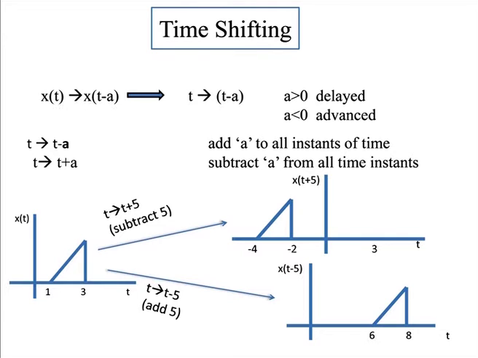If you see over there in the arrow on the right side, x(t+5) means we have to subtract 5. So, 3 minus 5 is minus 2, 1 minus 5 is minus 4. So, x(t+5) is plotted. The same way, if we have x(t-5), it means we have to add 5. So, 5 plus 3 is 8 and 5 plus 1 is 6. Once we subtract, this is left shifted, once we add, this is right shifted.